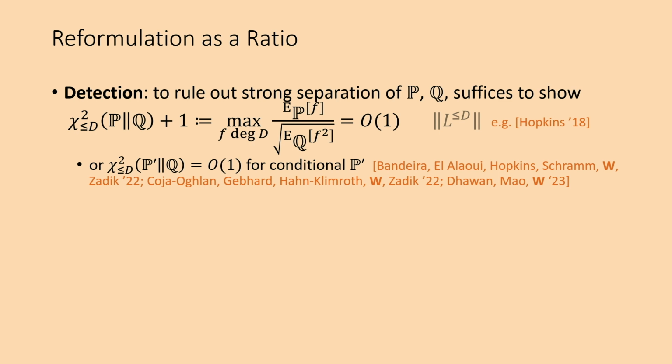And this is an aside, but in some cases we actually need to do the analog of a conditional second moment method. So instead of using the original distribution p, you have to take some p prime, which takes some rare bad event and conditions away from that. It turns out if you establish this for some p prime, it also lets you rule out strong separation. So there's a low-degree analog of this conditional second moment method.